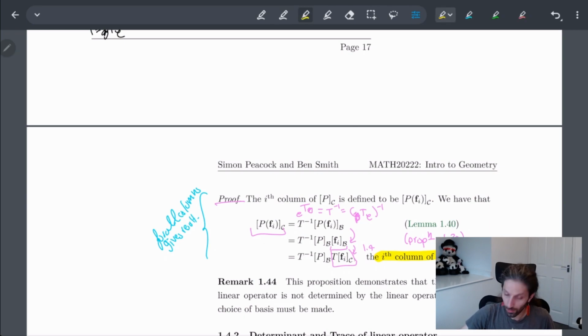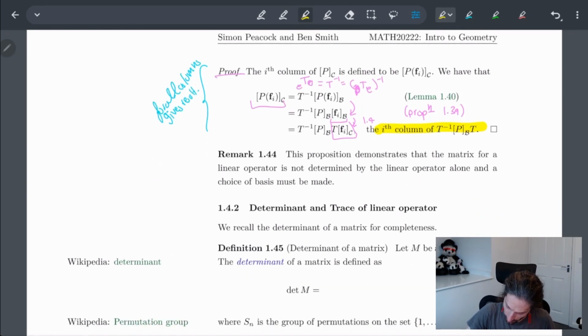So a quick remark before we end the video for today, or for this lecture. What this proposition is basically showing is that the matrix of the linear operator isn't determined by the linear operator alone. In other words, some choice of basis must be made. So even though the linear operator itself doesn't depend on the basis, if we want to find the matrix, we need some choice of basis to be able to do this.